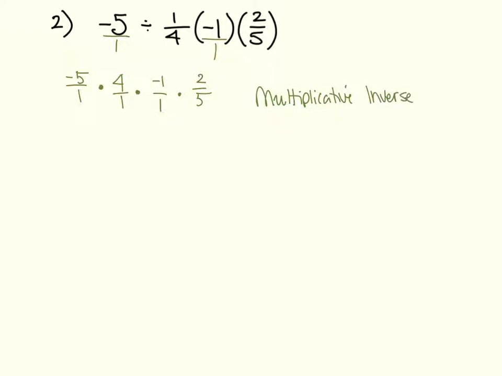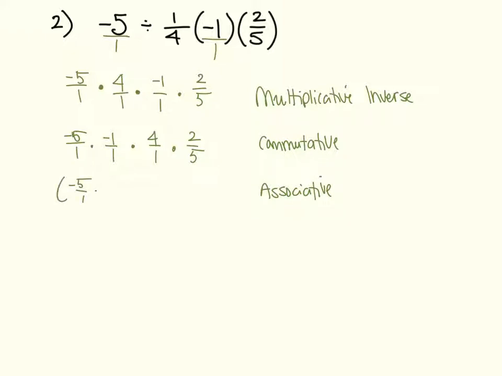Next, I'm actually going to do the commutative property because I want to get those negative numbers next to each other. Okay, so I'm going to do -5 over 1 times -1 over 1, and then I'm going to put the 4 over 1 next, and then the 2 over 5 last. Let's go ahead and do the associative property to show that we know how to group them. And then, of course, as we group them, that's how we're going to solve it.